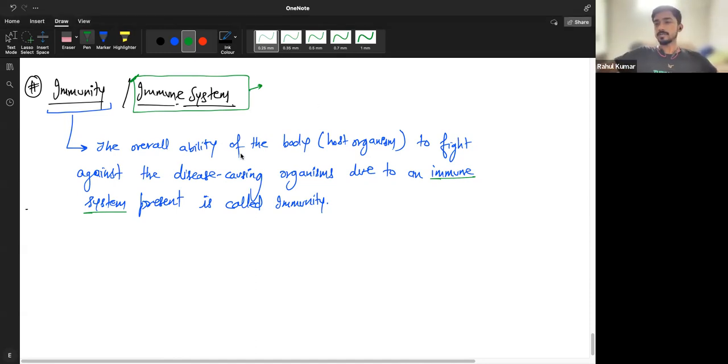So you understood what the immune system is? Yes, it is various different structures and tissues. Write down: various different structures, layers, tissues, and cells in the body.